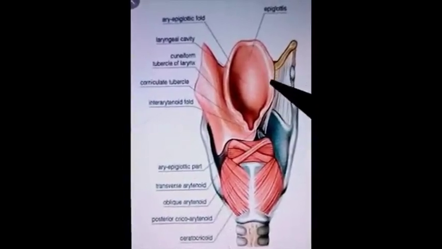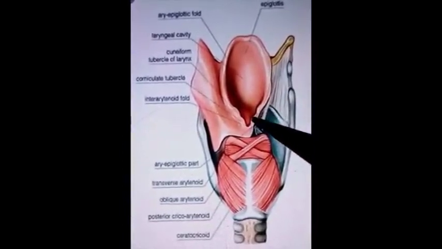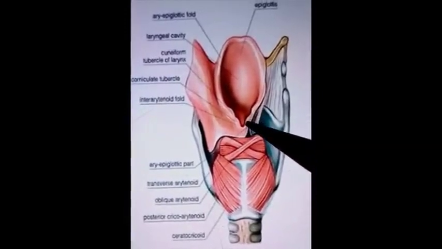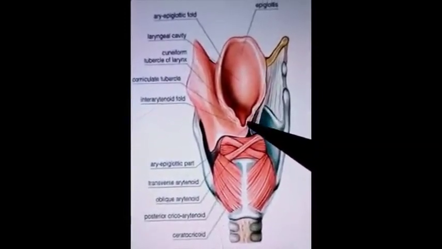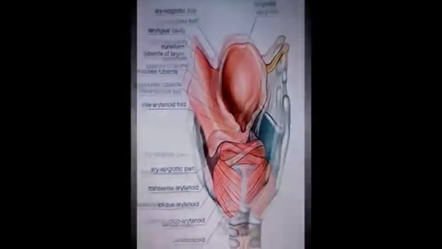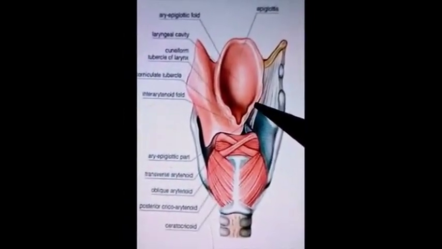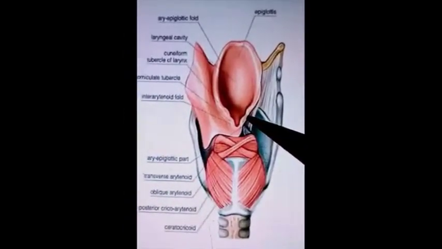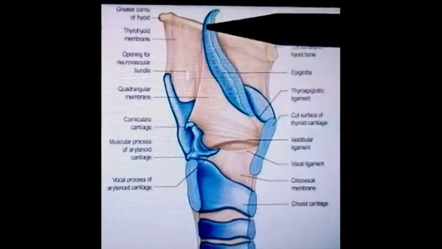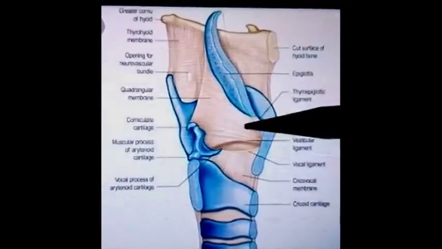The aryepiglottic fold is a fold of mucous membrane extending from the arytenoid cartilage to the epiglottis. In this we can find these two tubercles formed by two small cartilages of the larynx. So the arytenoid, corniculate and cuneiform cartilages are present in the posterior aspect of the larynx. The epiglottis is present in the anterior aspect. The thyroid cartilage is present in the anterior as well as lateral aspect.